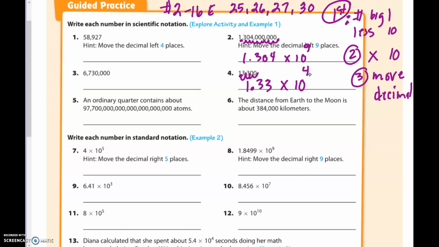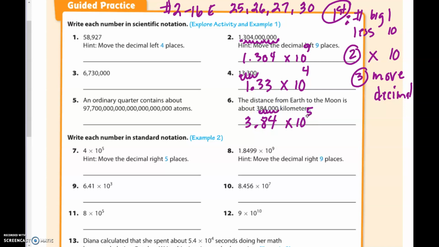Number 6, put that decimal in there. I need it between the 3 and the 8. So it's 3.84. Step 2, write times 10. Then how many places did I move the decimal? 1, 2, 3, 4, 5.